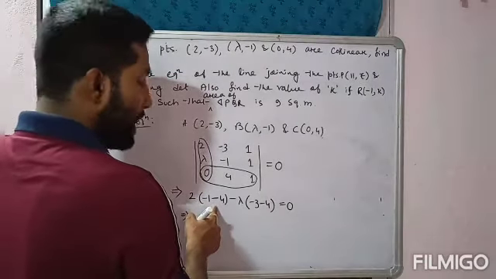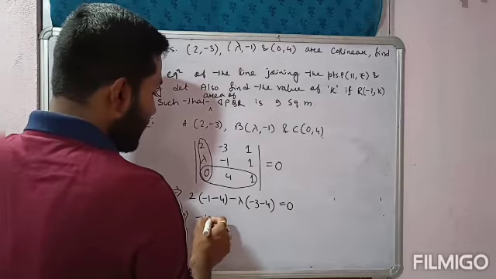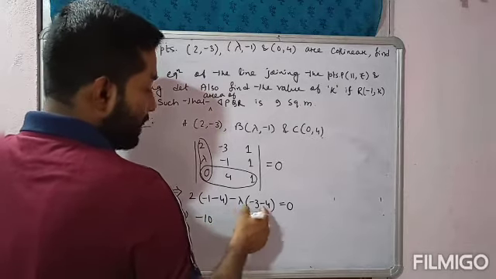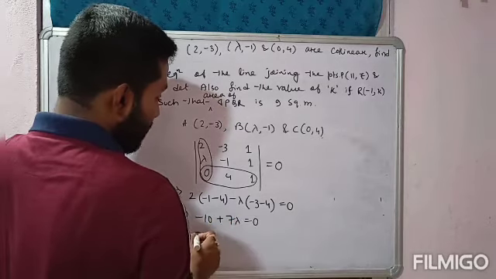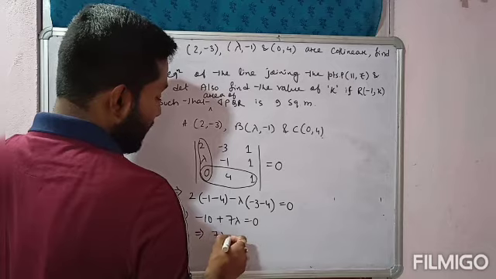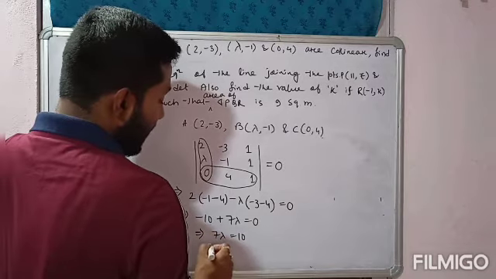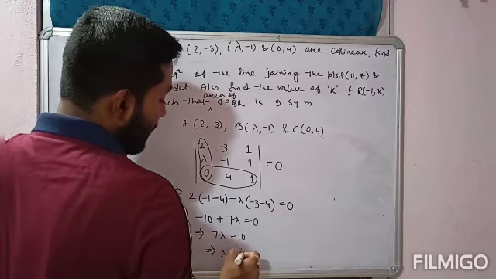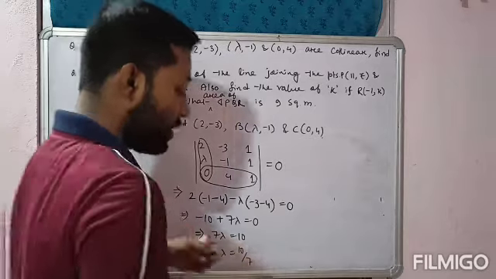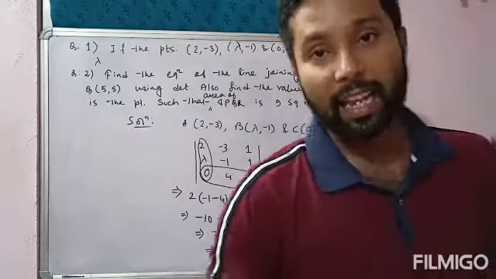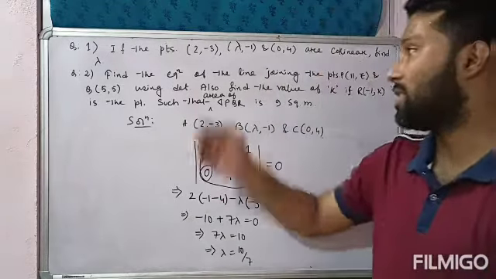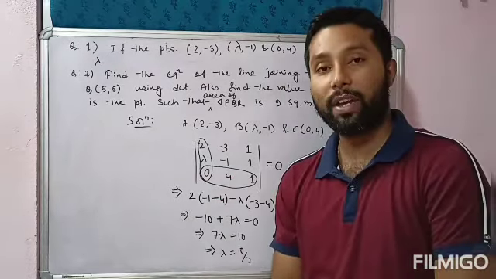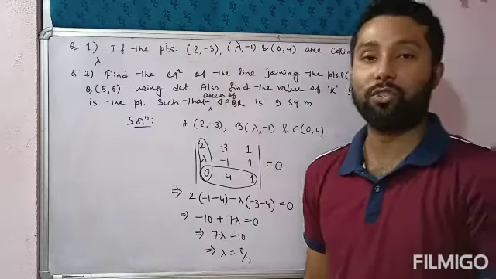Minus 1 minus 4 is minus 5. Minus 5 into 2 is minus 10. Minus 3 minus 4 is minus 7, so this will be plus 7 lambda. This is equal to 0. Therefore 7 lambda is equal to 10, or lambda is equal to 10 by 7. So if the 3 points are collinear, the value of lambda is 10 by 7. This is the required answer, the solution of the first question.